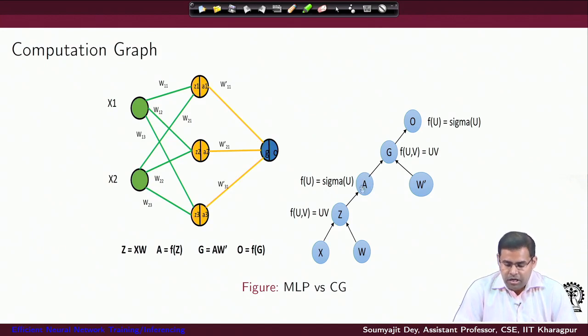And then again this output A and some other input node W prime, these two inputs flow to give me another output G, and this output is derived by considering the corresponding function labeling, where I am saying that this function is f which takes again two parameters and does their multiplication. So, again A and W prime get multiplied to give me G, and then again I have another activation function giving me the final output which is O.